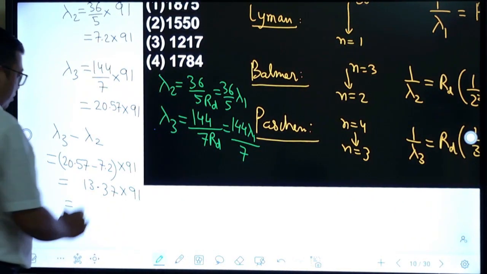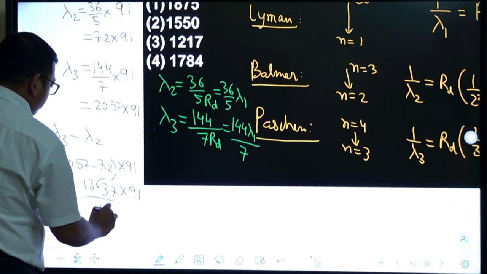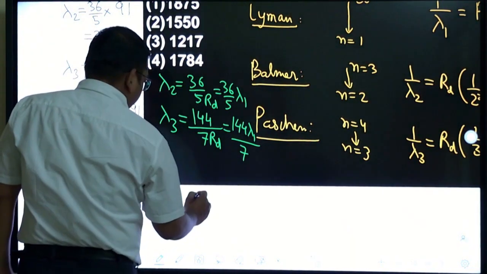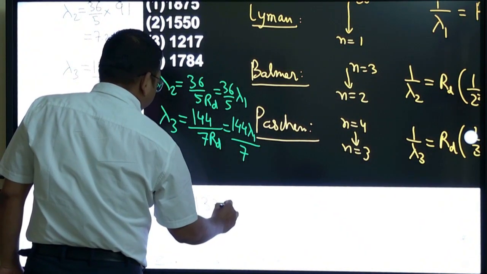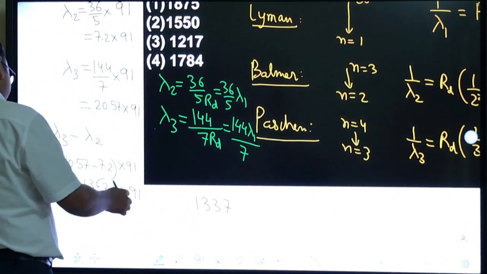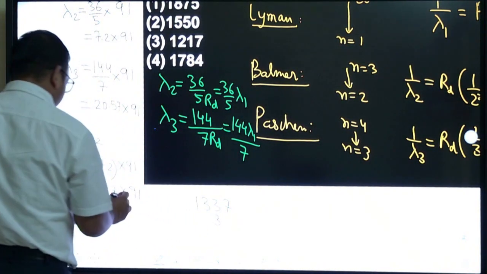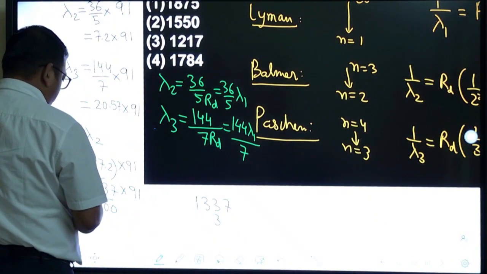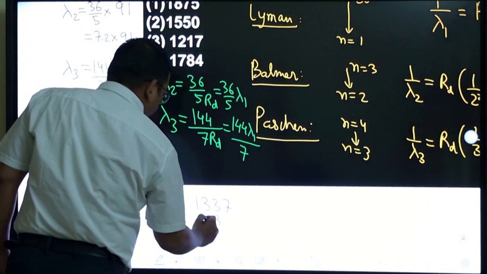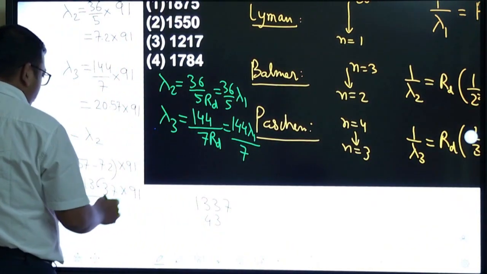Check out this value. This will be 100 in denominator. Calculate. So 1337 will come when you multiply with 91. Then 9 into 7, 63. 6, 9 into 3, 18. 18 plus 6, 24. 2 will be there.